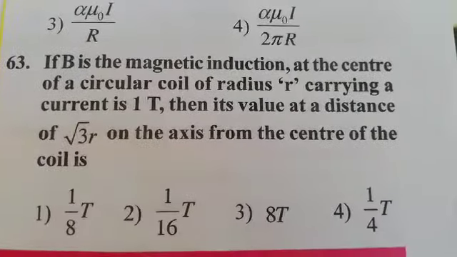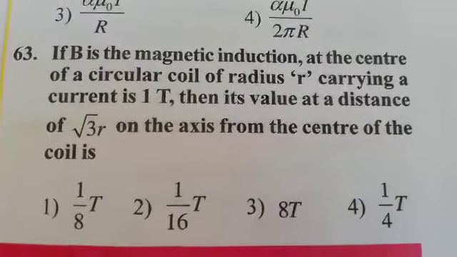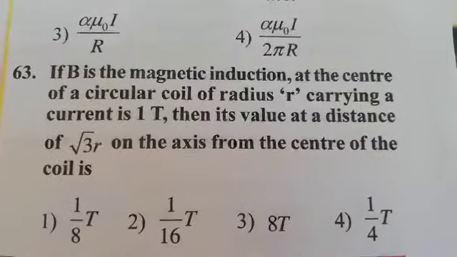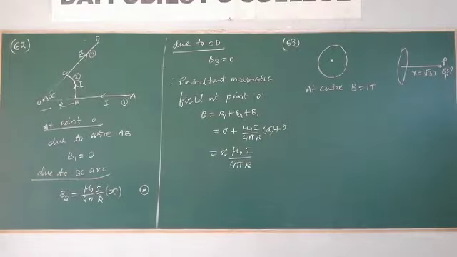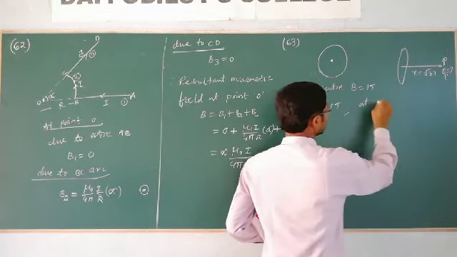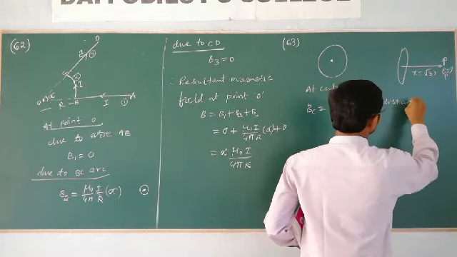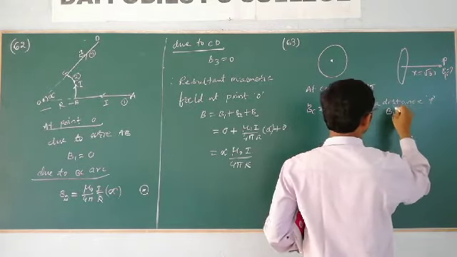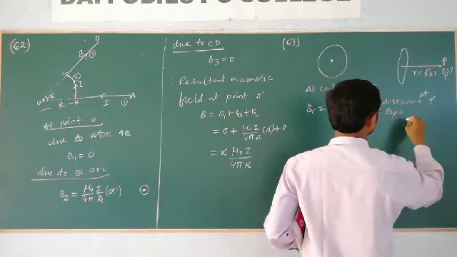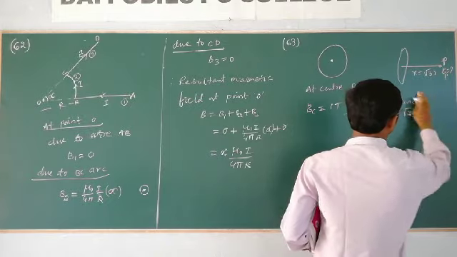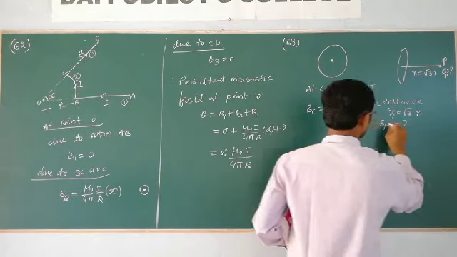B is a magnetic induction at the center of circular coil of radius r carrying current I. Then its value at a distance of root 3r on x from the center of the coil we need to find. See that at center is given, at center is equal to 1 Tesla. At a distance, at a point P, which x value is what? X is equal to root 3r. What is magnetic field we need to find?